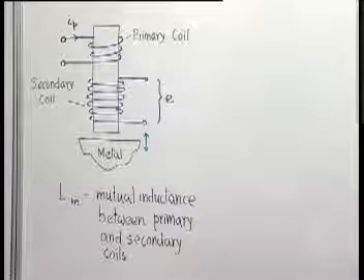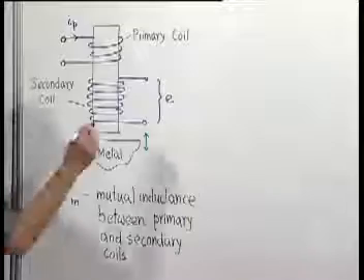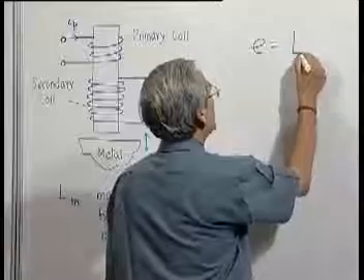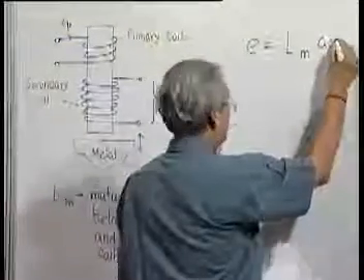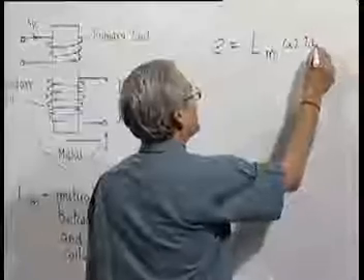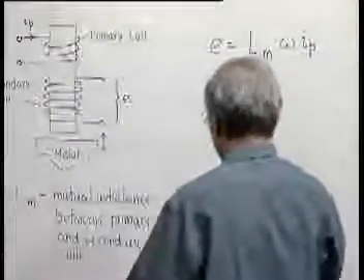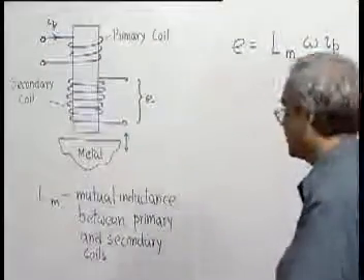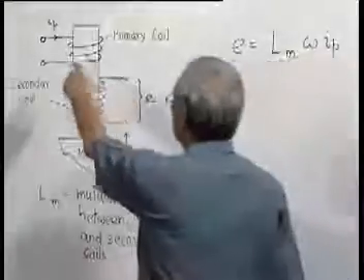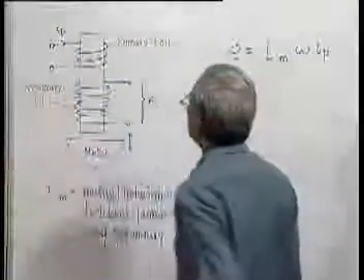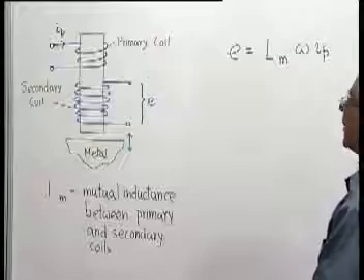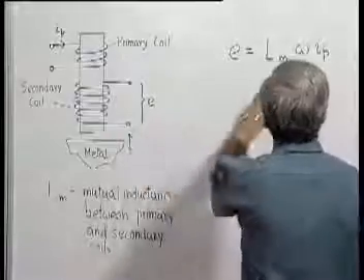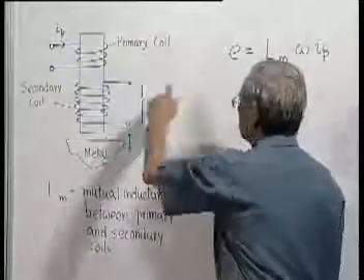If Lm is the mutual inductance, then the voltage which you will be able to generate will be equal to the mutual inductance times omega times IP, where IP is a high frequency primary coil current whose frequency is omega. So this is not a DC; actually it is a very high frequency current to the primary coil whose frequency is omega. In that case, if the mutual inductance is Lm, the voltage generated here will be E.